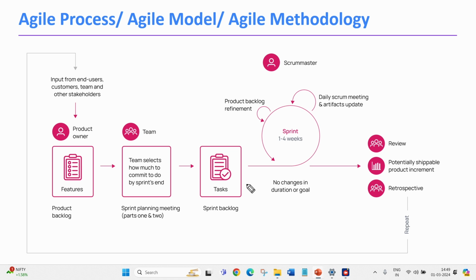Once the sprint backlog is defined, sprint starts. So what is a sprint? Sprint is a time period or duration to complete the features that are committed by team. Sprint is a minimum of 1 week and maximum of 4 weeks. So once the sprint has started, we cannot change the duration of sprint and goal of the sprint.